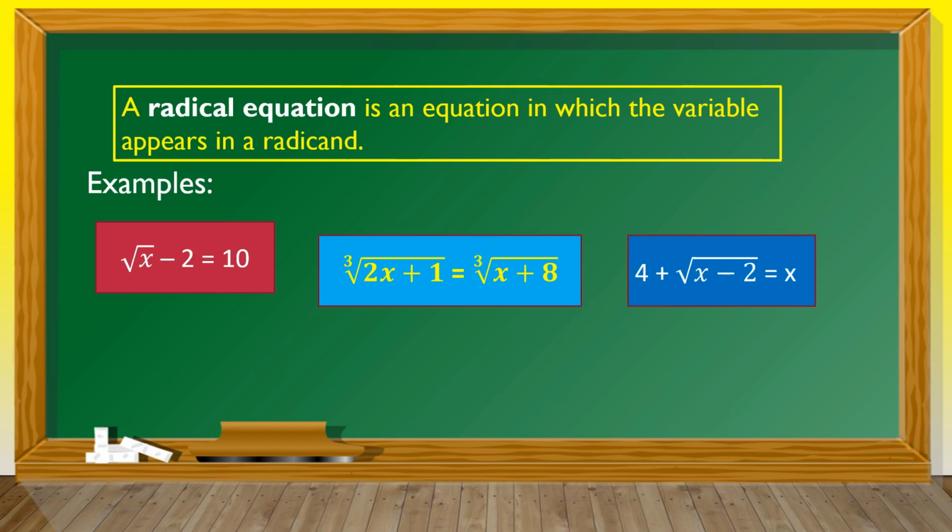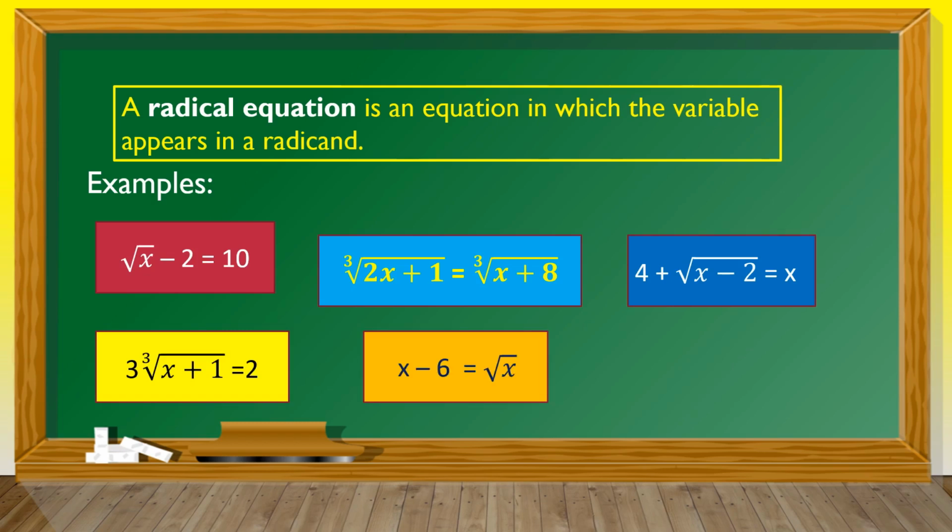4 plus the square root of x minus 2 equals x. 3 times the cube root of x plus 1 equals 2. x minus 6 is equal to the square root of x. And m is equal to the cube root of 16m. Sa mga given examples, makita natin na ang mga variables are under the radical sign.